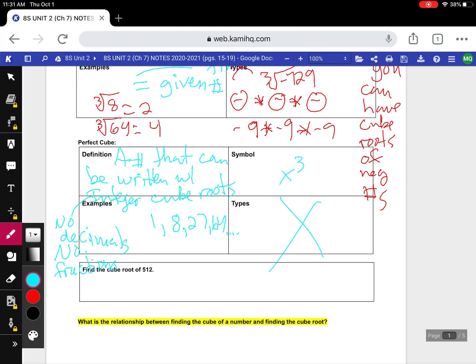Okay, and we're not going to do types. Find the cube root of 512. Okay, so make sure you don't forget to put your little 3 there, otherwise it looks like you're taking the square root, and the cube root of 512 equals 8.